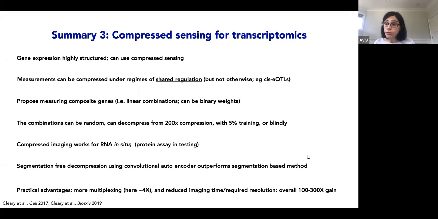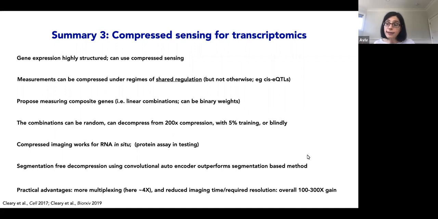This required us to have shared regulation between genes. And there are cases like cis-eQTL, when a gene is very specially and separately regulated, so this method will not work. But for much of gene regulation, it is shared in these nice modular structures. And because of this, we can decompress from 200-fold compression using a 5% training set, and even apply decompression to compressed measurements blindly with no training at all.